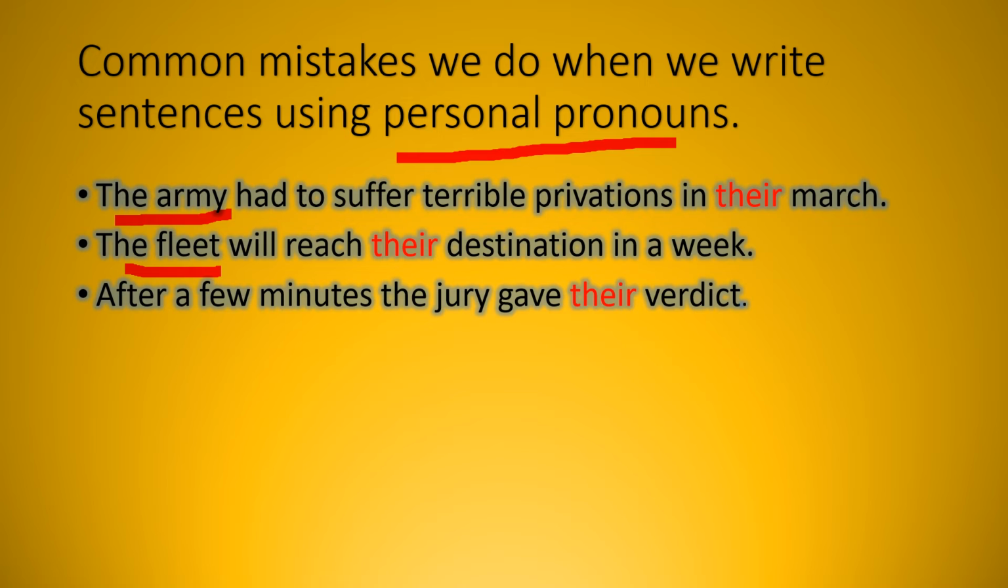Here, where is the subject? The jury. The jury is a noun. What type of noun is it? It's also a collective noun. Here the words which are marked in red color, their, these are what? Pronouns. The army had to suffer terrible privations in their march. Here some students actually use the form their.